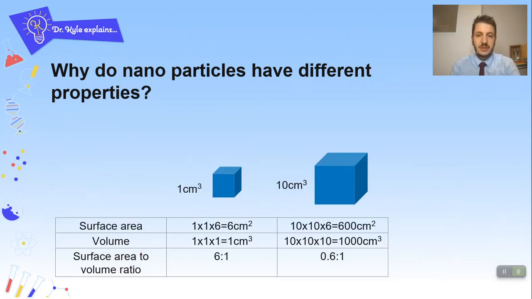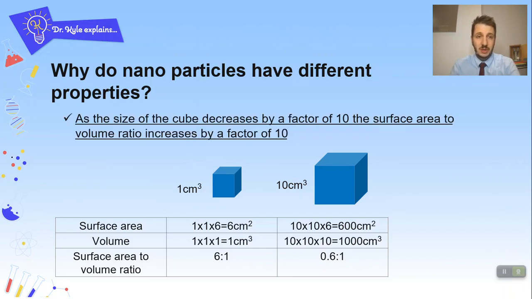Okay, so it's really important to be able to work this out. Now, this could actually be in biology, chemistry, or physics. I've seen it come in multiple different exams. And this is how to work out the surface area to volume ratio of a cube. Now, specifically for nanoparticles, we need to know that as the size of the cube decreases by a factor of 10, the surface area to volume ratio increases by a factor of 10.